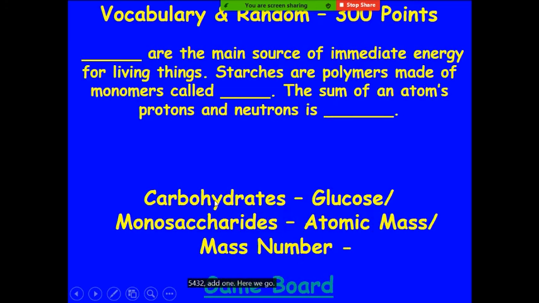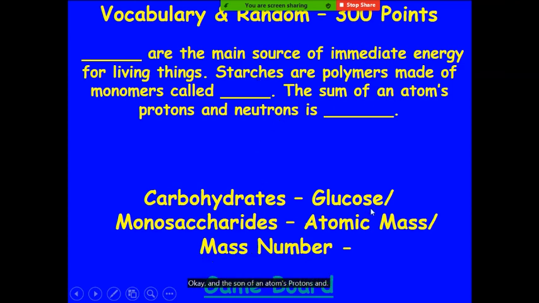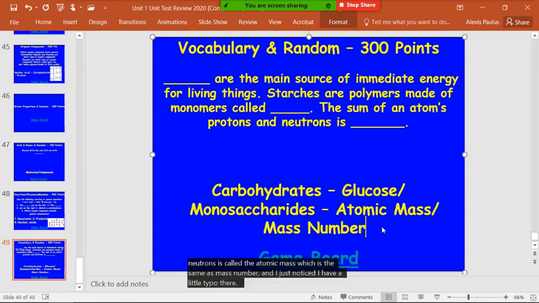Okay, carbohydrates are the main source of immediate energy. Remember, lipids are long-term energy storage. When glucose gets bonded together a whole bunch of times, it makes up starch, okay? And the sum of an atom's protons and neutrons is called the atomic mass, which is the same as mass number. And I just noticed I have a little typo there. Let's clean that up.